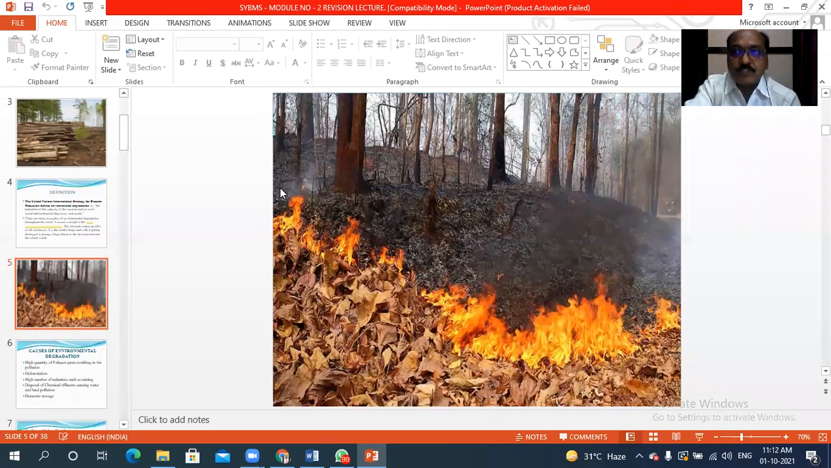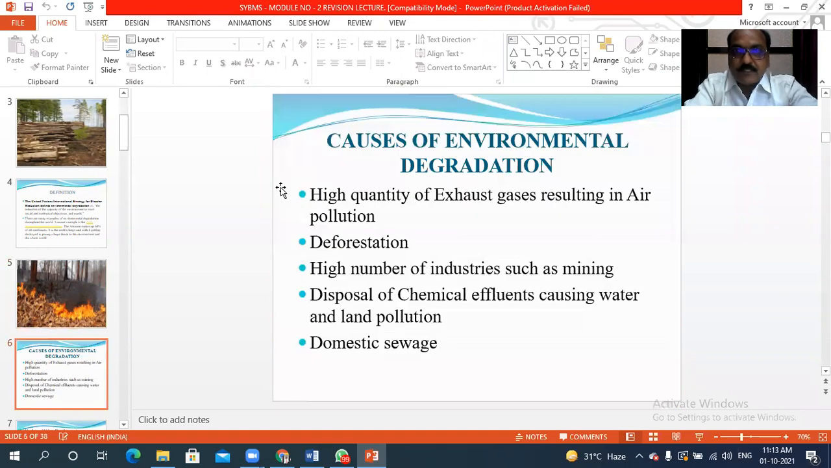You see this picture. In this picture, a fire is shown, and because of that, there is environmental degradation, creating problems in the environment. Then what are the causes which are responsible for degradation of the environment? So dear students, you see, these are the causes.